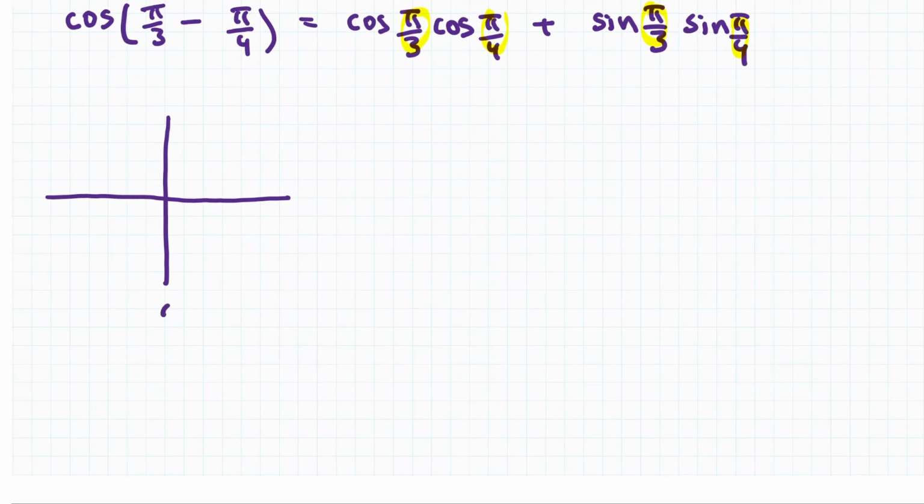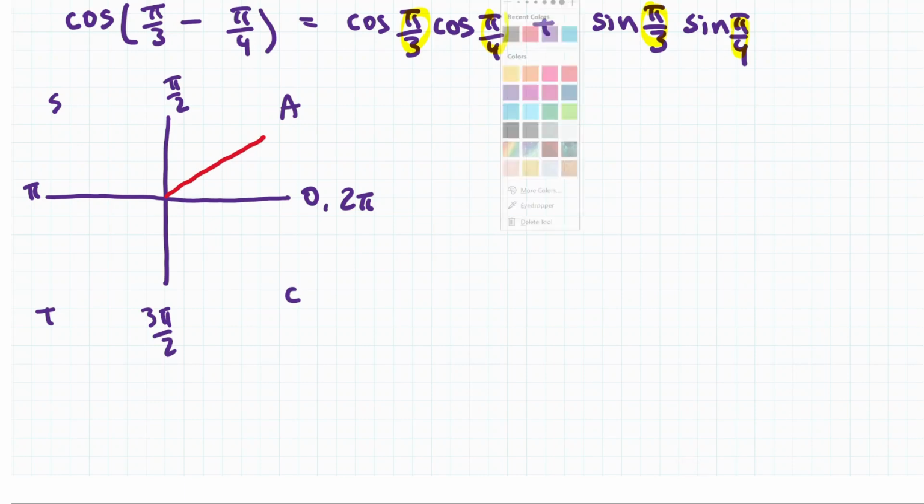So we've got our CAST rule. So we have CAST. Let's draw out our angles. So our domain, we're going from 0 to pi over 2 to pi to 3 pi over 2 back to 2 pi. Okay, so our first angle here, let's start with pi over 3. So we know that's found in our quadrant number 1. This angle here is pi over 3.